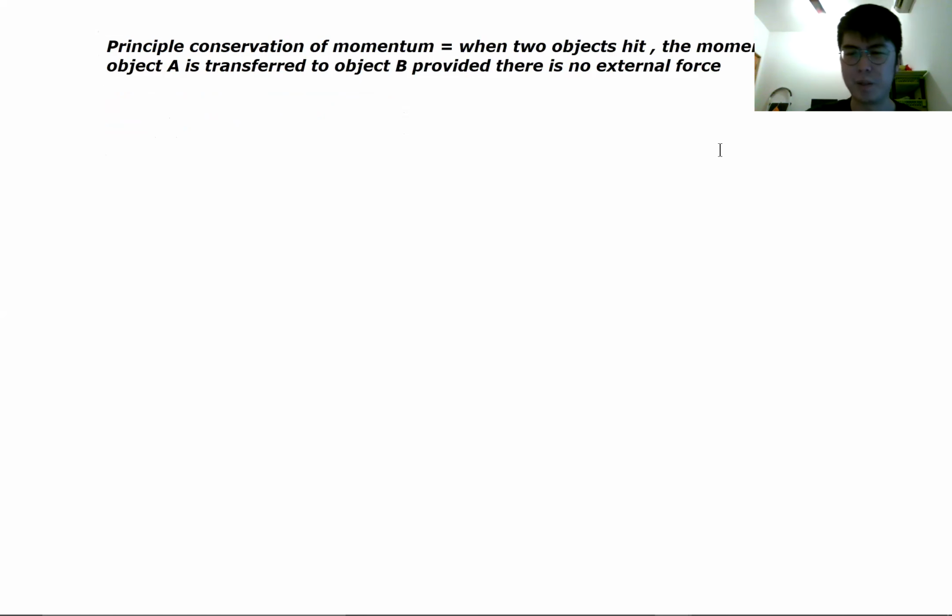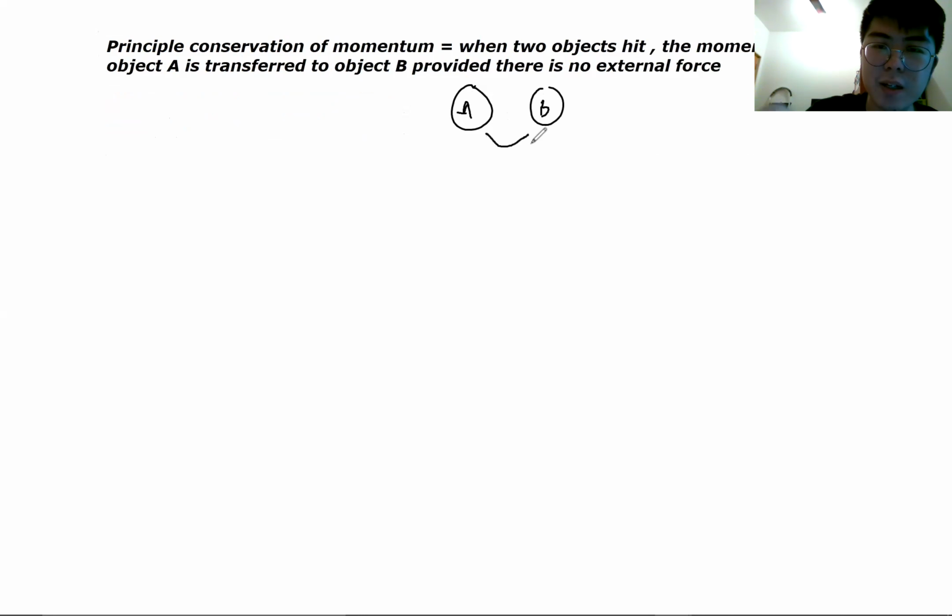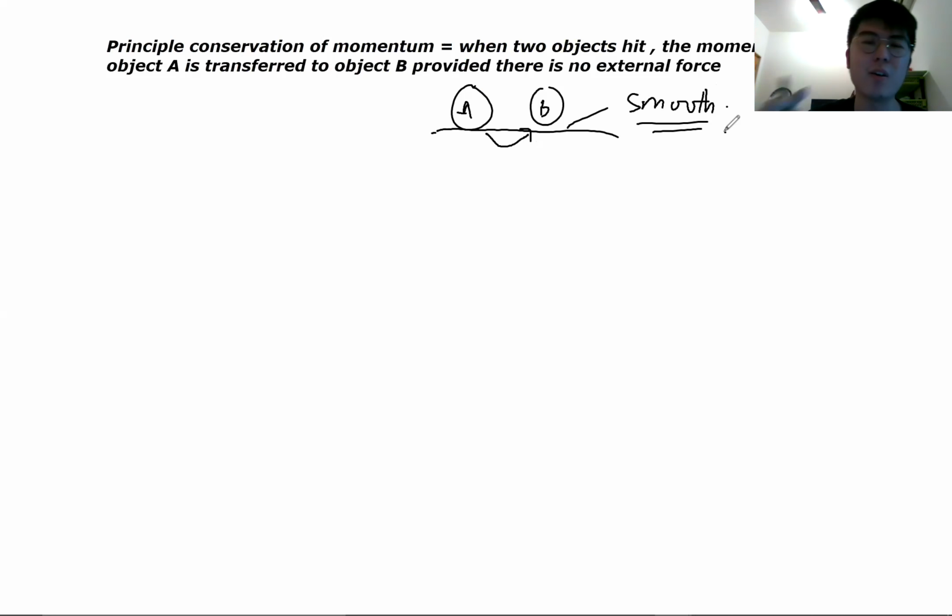So as long as you have one object hitting another one, ball A hitting ball B, the total momentum of ball A will be transferred into ball B. So there is no loss of momentum, provided, the condition is, it has to be on a smooth surface. So remember that one. If it's not smooth, then the principle of conservation of momentum does not exist.